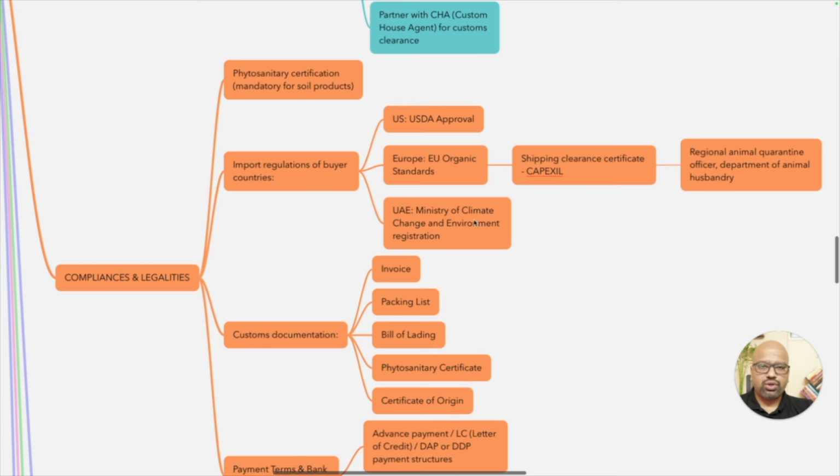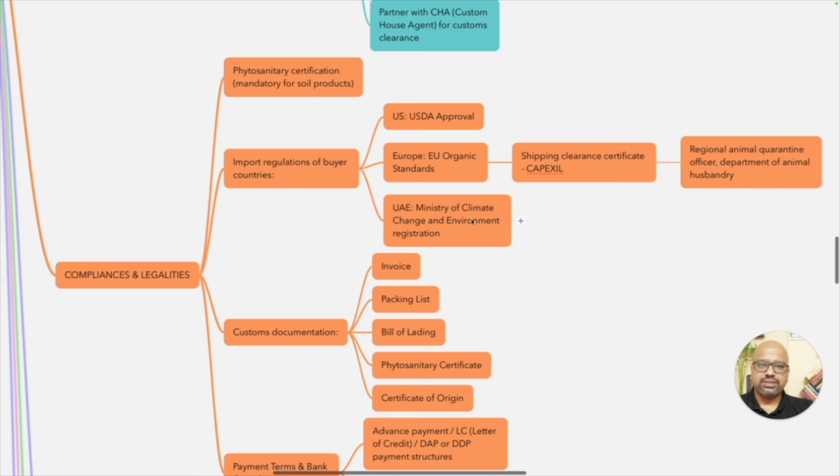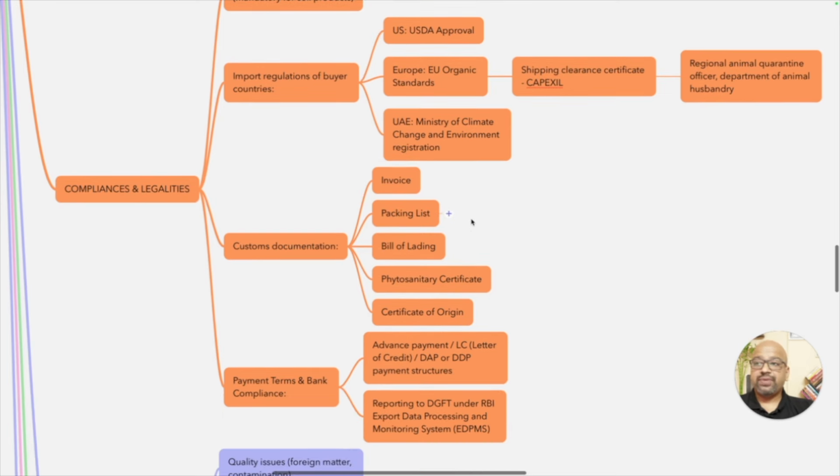So these are the people who are going to help you get the certifications. And for UAE, normally you don't need anything, but still, if you want, you can get your product registered, and then you can ship the products, if you're doing it on a B2C model. On a B2B model, the buyers will have all the registrations, so you don't need to worry. You just need to make sure that whatever they are asking, you mention all the labels, languages, and invoices properly as per the buyer's need. You should be good to go.